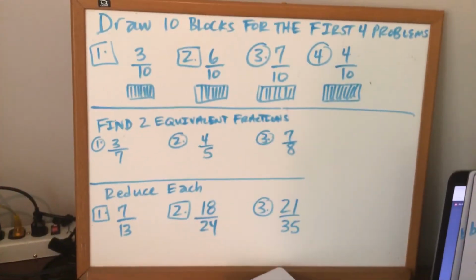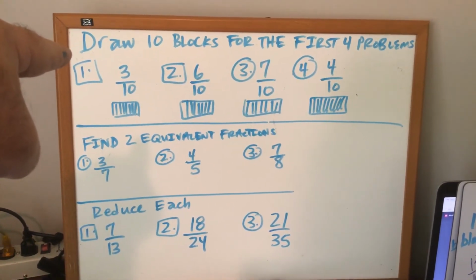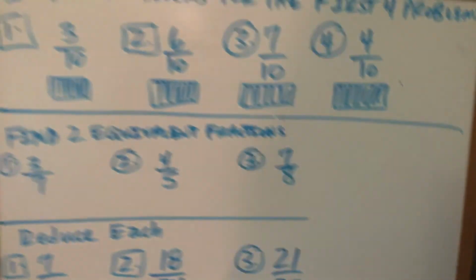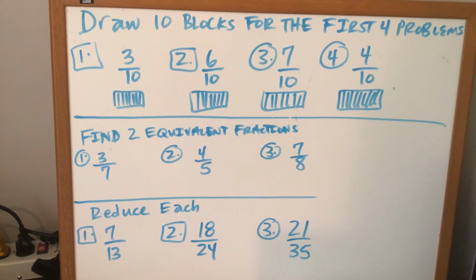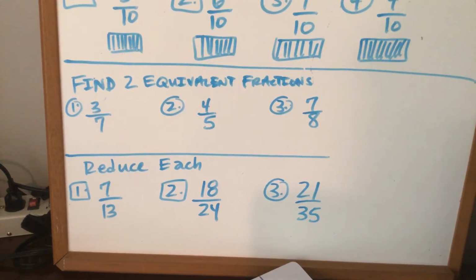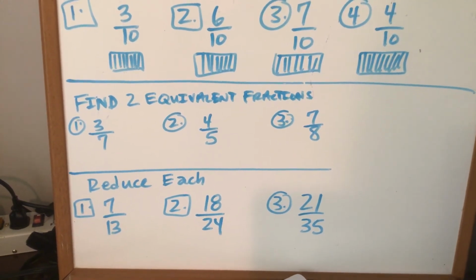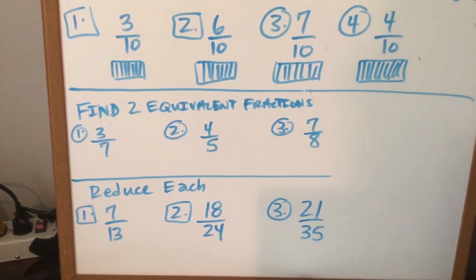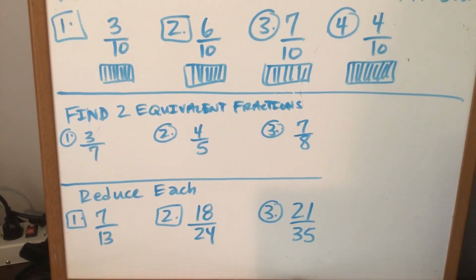All right, so look at the very first one up top. It says draw 10 blocks for the first 4 problems. That is your 10 block right there. Those are your first 4. Not very hard, just draw them, shade in what the numerator tells you to. The second part says find 2 equivalent fractions for the following. So you've got number 1, 3/7, number 2, 4/5, and number 3, 7/8. And then the bottom part says reduce each. Number 1 is 7/13, number 2 is 18/24, and number 3 is 21/35.